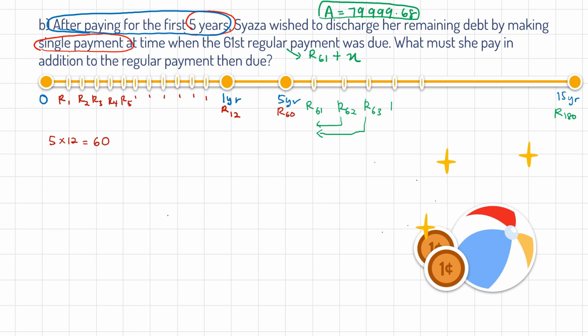Same thing as R64, where we need to bring the amount of money to R61 in order to settle her debt. R65 is also the same process, where we need to bring to the R60 first. We need to do the same as the rest of R until R180. Here, R180, we need to calculate some amount of money in order to settle the payment at R61st.